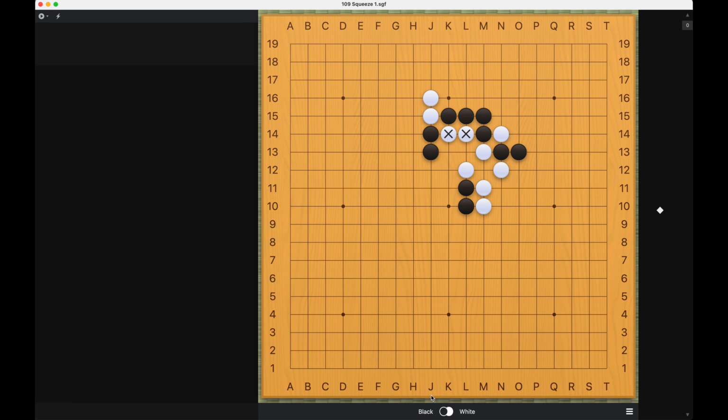In this lesson, let's learn the last major capture technique in Go. It is called the squeeze. A basic pattern would look something like this.